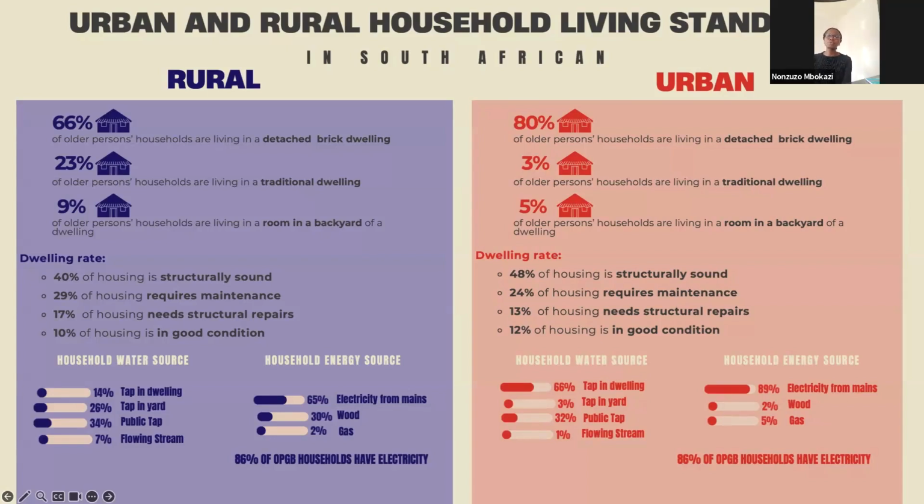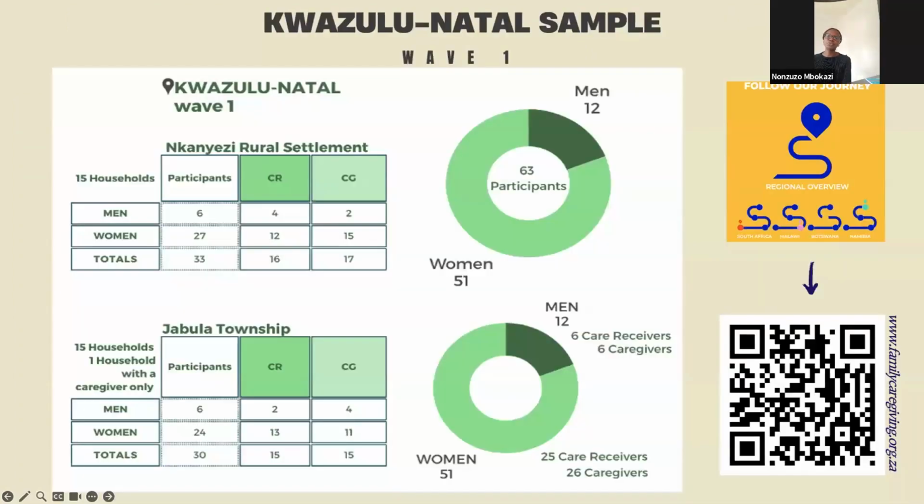And just to move on to the next slide and provide you with an overview of our sample. Our research was conducted in 2 waves. In wave 1, which was last year, we interviewed in Nkanyezi rural settlement, which is the rural area. We interviewed 4 care receivers who are male in the rural site and 2 male caregivers, and in terms of women, 12 women were care receivers and 15 were caregivers.